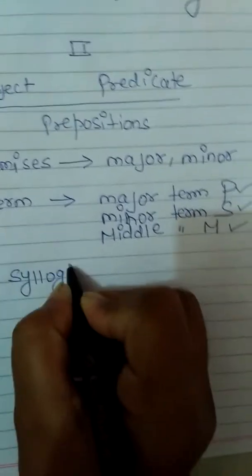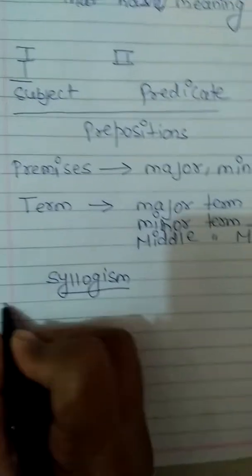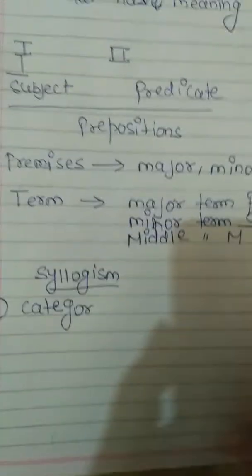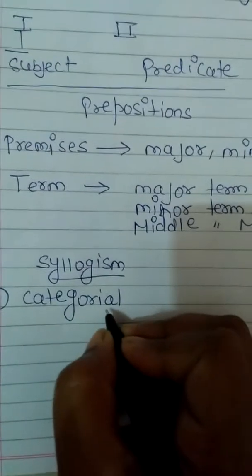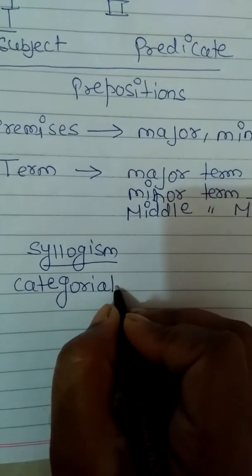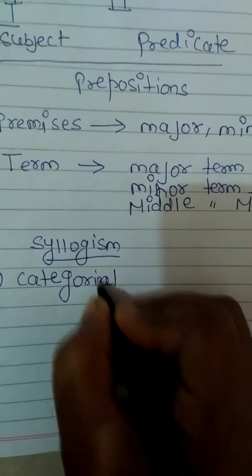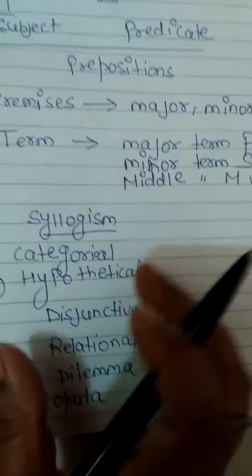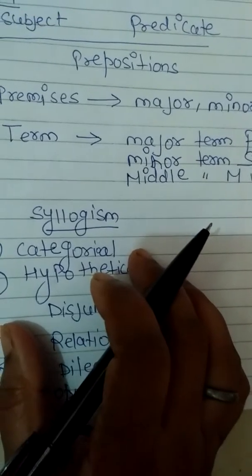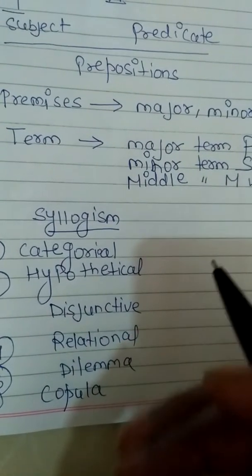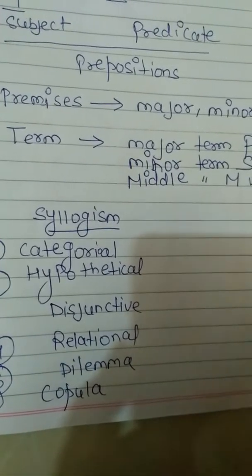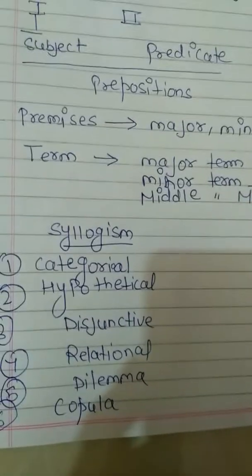Now there are different types of syllogism. First is categorical. In the categorical type of syllogism, there is a major term, minor term and a conclusion, like: all graduates are eligible, eligible are men. So there is a major and a minor term.